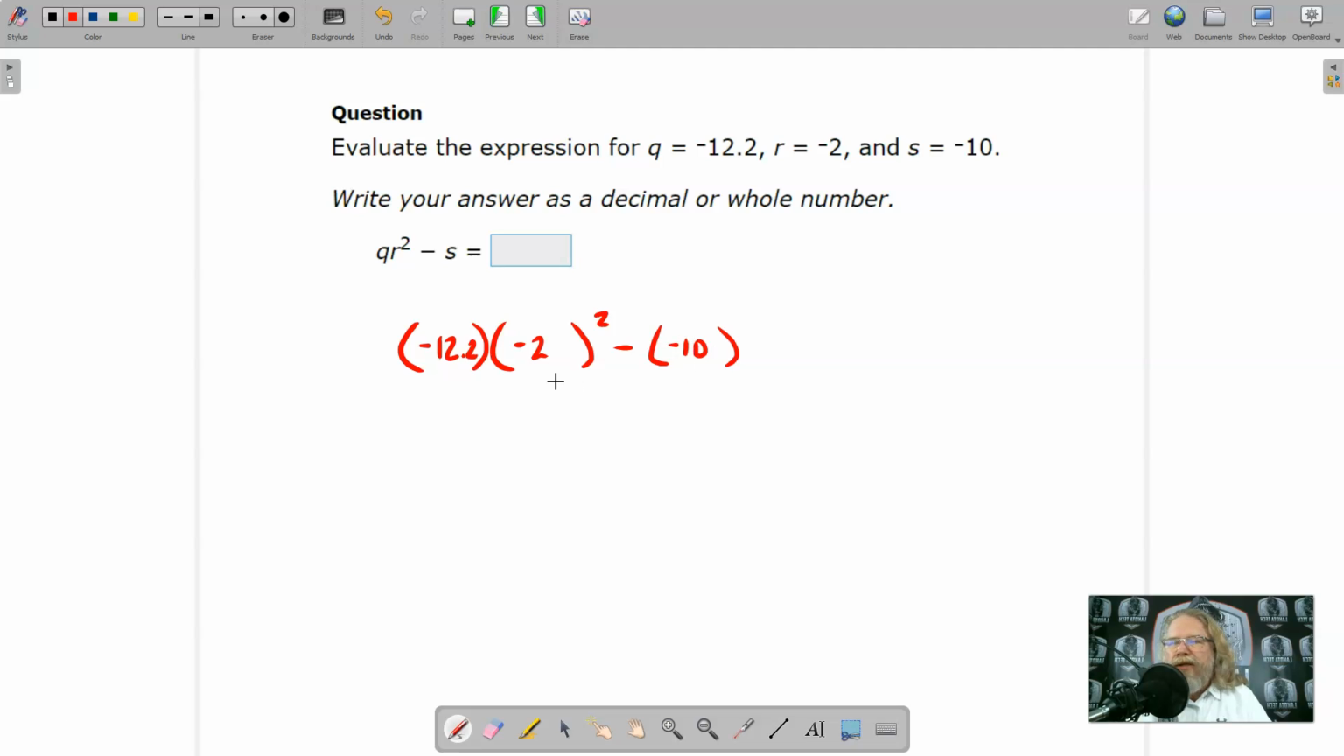So first thing we need to do is square the negative 2. So let's go ahead and bring down our negative 12.2.